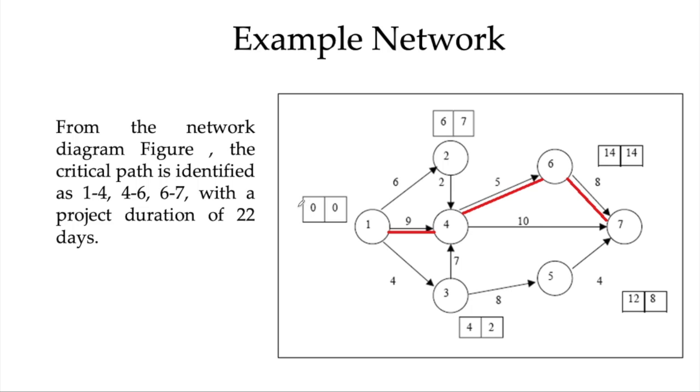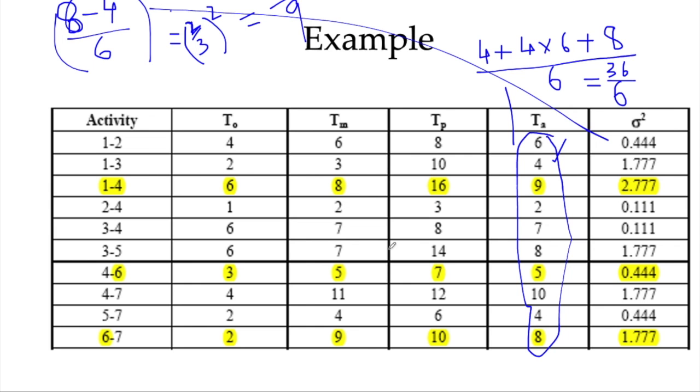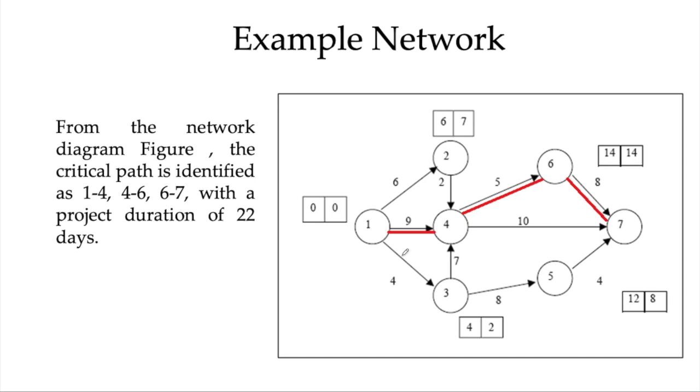In this case it is shown here in double squares. So this is 0 0, this is 6 7, this is 14 14, 12 8, 4 2. If you do an analysis, you will find that this path is basically the critical path, because the slack time or float will be 0. I will request all of you to work on this example, just like a CPM example with this time estimate, and you will get this time.